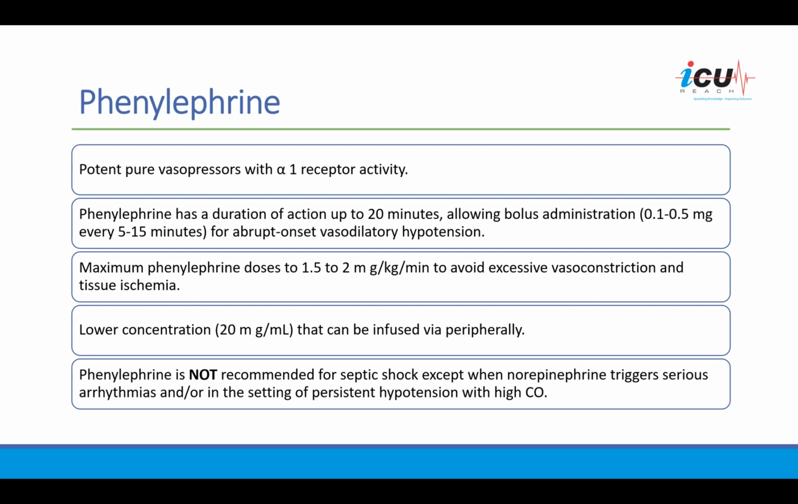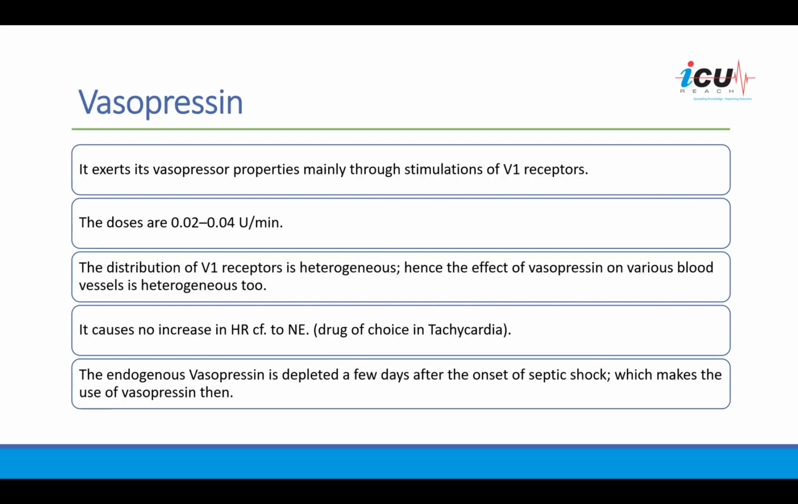This agent is not preferred because of its potent vasopressor effect, and it can cause ischemic consequences in the limbs. At a lower concentration, it can be infused through a peripheral line, but also for a short time. Phenylephrine is not recommended for septic shock except when norepinephrine is associated with arrhythmias or in the setting of persistent hypotension and high cardiac output.